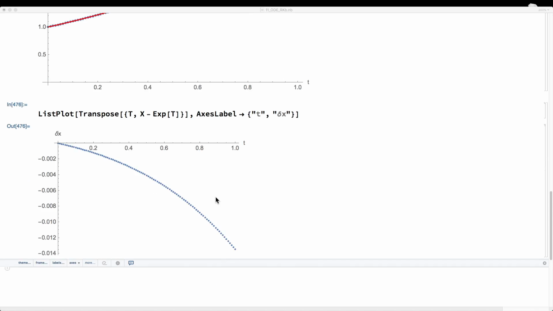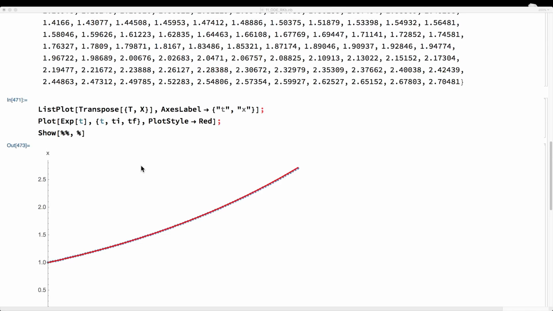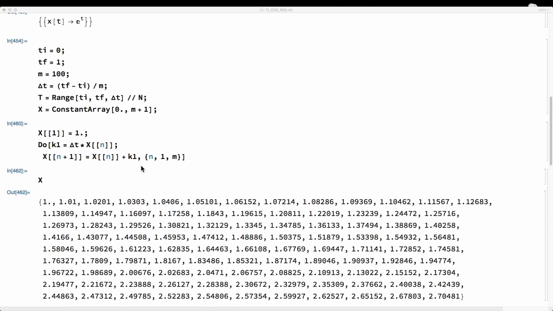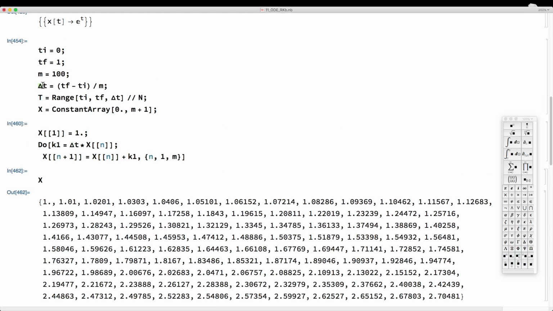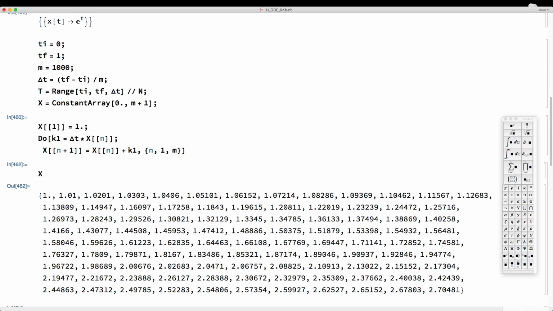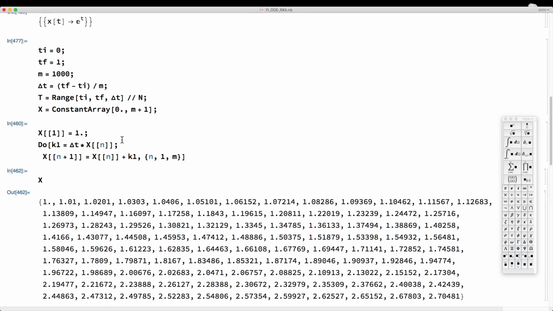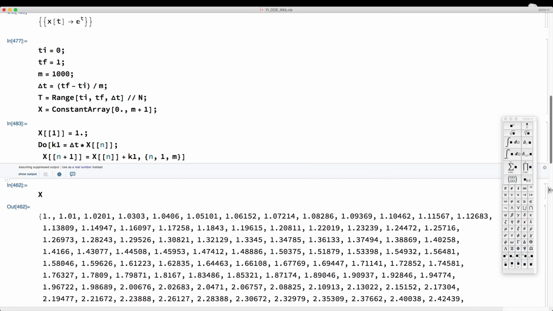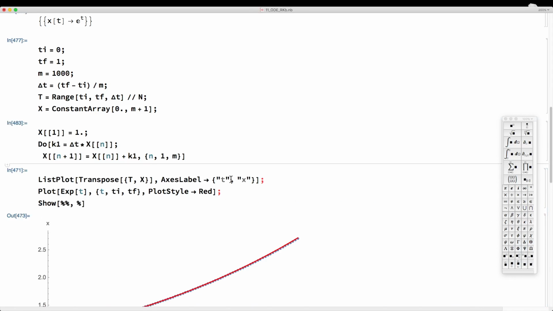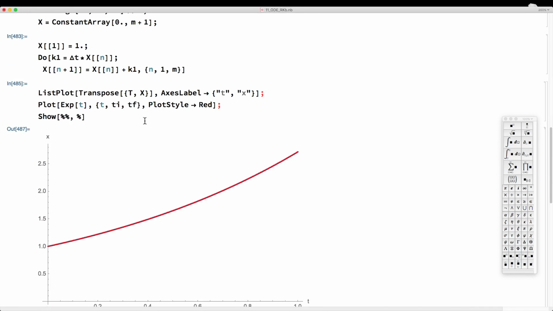We can try and improve accuracy by increasing the number of time steps or decreasing the spacing, delta t. So let's try, we're keeping the interval fixed, so we'll still go from 0 to 1, but instead of 100, let's try 1,000 steps, and let's repeat the do loop.